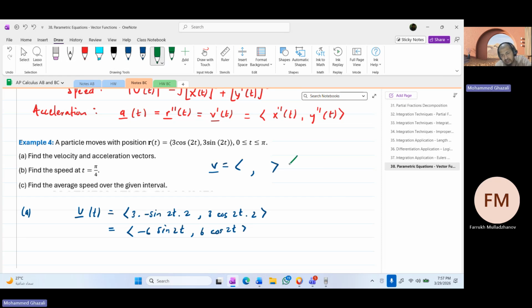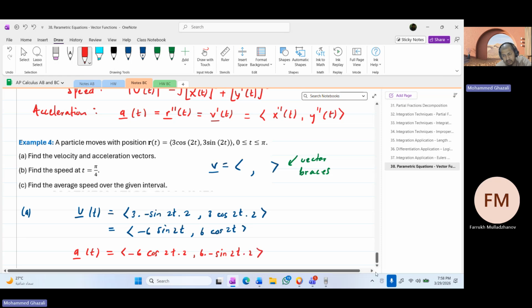Yeah, these are basically vector notations, vector braces. Now, what's the acceleration vector, A of t? We're basically differentiating this, right? So minus 6, the derivative of sine 2t is cos 2t times 2. 6, the derivative of cos 2t is negative sine 2t, right? Times 2. Are we good?